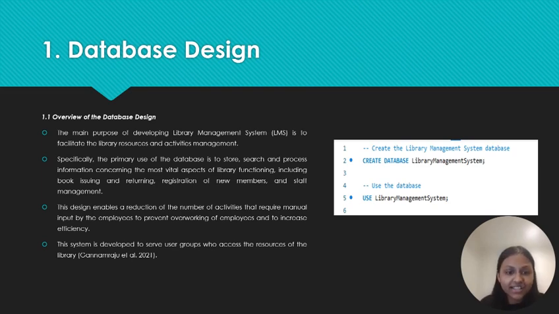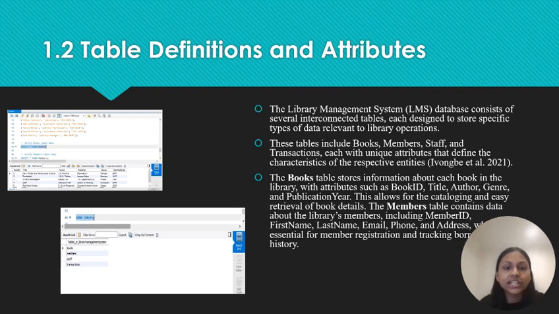Moving to the next slide. This is the library management system database. Consider the table definitions and attributes. The tables include books, members, staff, and transactions, each with unique attributes. The books table stores the book ID, title, author name, and price of the book. The members table stores the member ID, first name, last name, email, phone, and address, so we can directly search them and find out how many books they borrowed from the library.